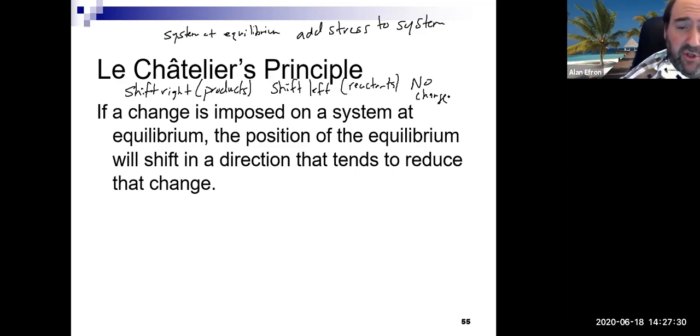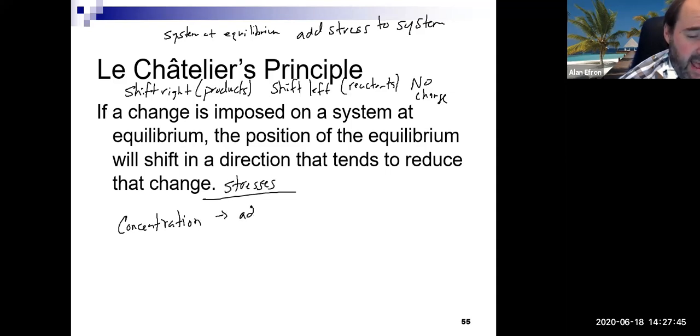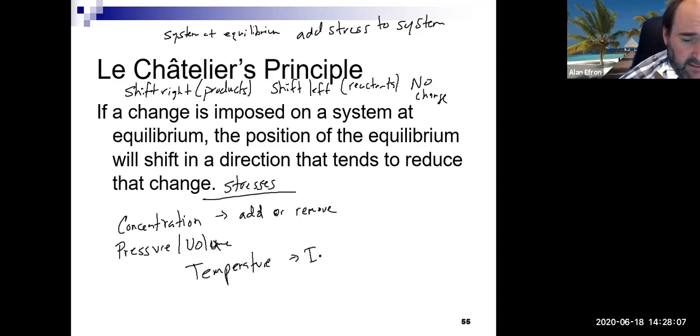So when we talk about stresses that we can do to a system, concentration is one stress that you could do. And in terms of concentration, you could either add or remove concentration. You could also play with the pressure and volume. You could also play with the temperature, which means you could obviously increase or decrease the temperature. And the last thing you could do is add a catalyst to it.